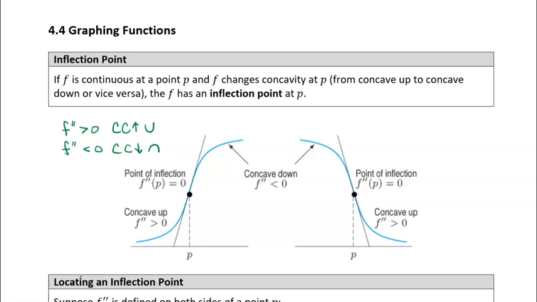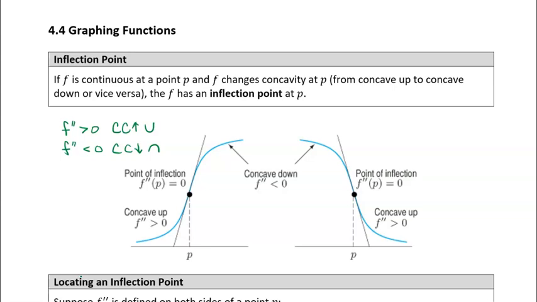Now, the point where a function changes concavity is called an inflection point, and you can see in this graph that they show, the one on the left shows a function that's increasing and changing from concave up to concave down, and here on the right we have a function that's decreasing and changing from concave down to concave up, right? The point at which it changes concavity is called the inflection point.